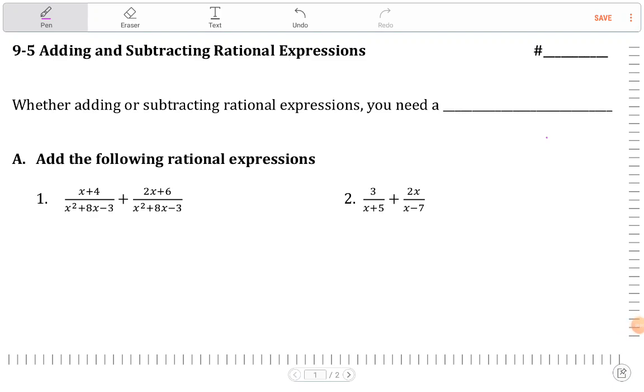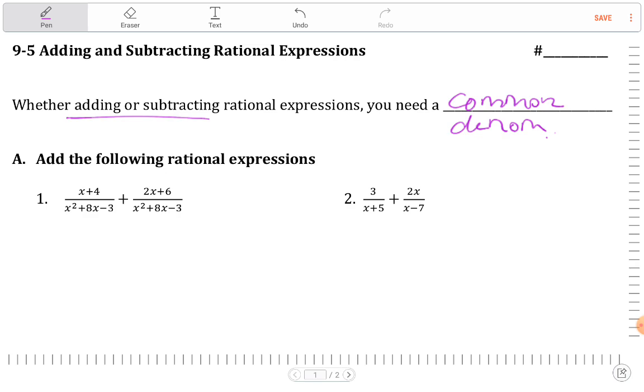Let's get started with our notes on adding and subtracting rational expressions. Whether adding or subtracting rational expressions, you need the same thing you would need if you add and subtract normal fractions. I need a common denominator. Common denominator. And then we can get started.